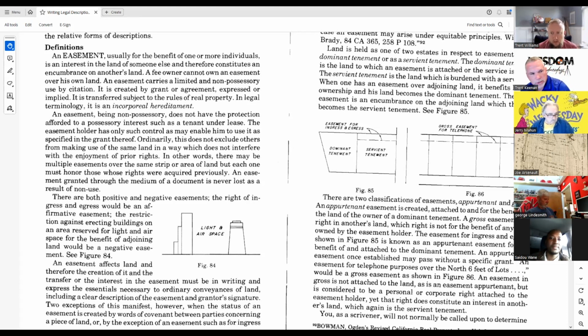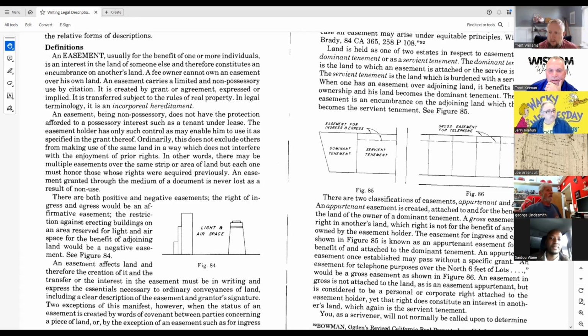I was going to throw one out to George because there's a Walgreens that's built over the NDOT right-of-way on I-80, and I was wondering how that particular parcel was described and all that. Do you know much about that one, George, or no?